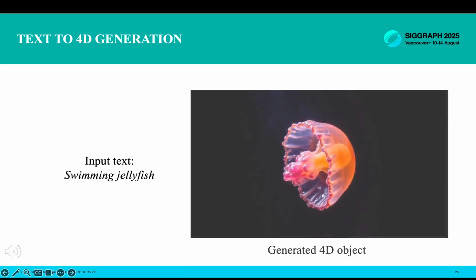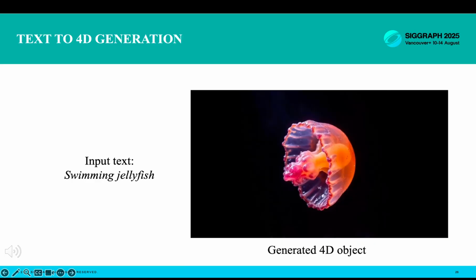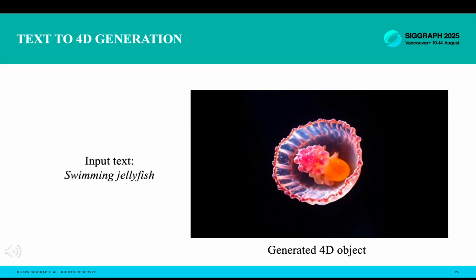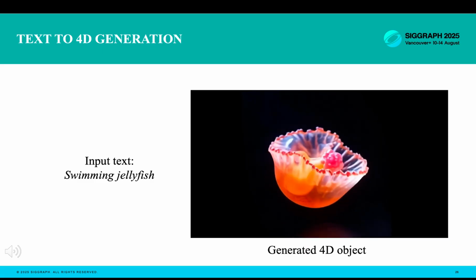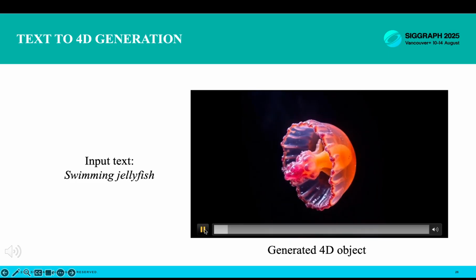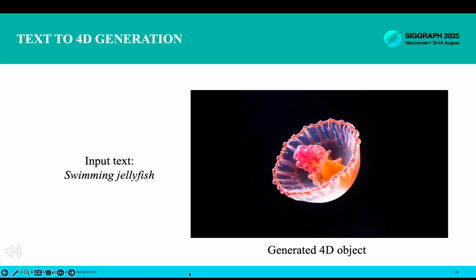Similarly, our framework supports text-to-4D generation. As examples, we present the results for jellyfish and Wall-E. In both cases, the generated 4D content exhibits strong spatial and temporal consistency, along with high visual quality.